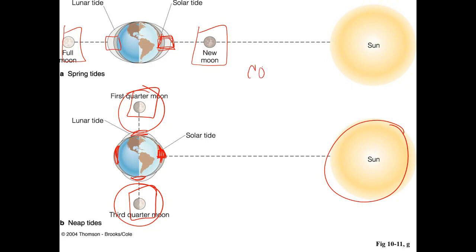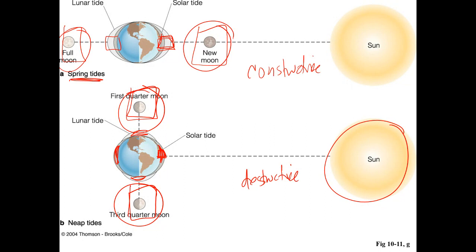So in a constructive interference example, when everything is aligned, you have a new moon and a full moon, and you have a spring tide, which is your highest high tide. In a destructive example, you have a quarter moon, first and third, and you have a neap tide, which is your lowest high tide.